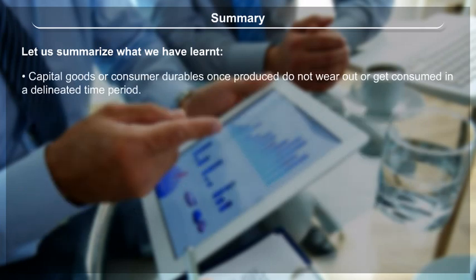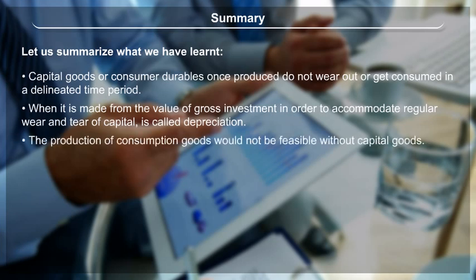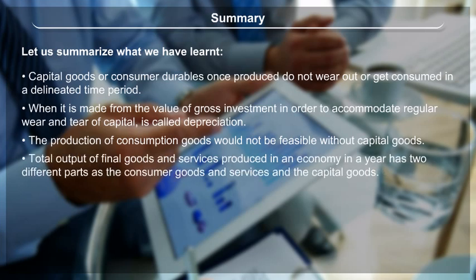Capital goods or consumer durables, once produced, do not wear out or get consumed in a delineated time period. When a part of the value of gross investment is set aside to accommodate regular wear and tear of capital, it is called depreciation. The production of consumption goods would not be feasible without capital goods. Total output of final goods and services produced in an economy in a year has two different parts: the consumer goods and services and the capital goods.